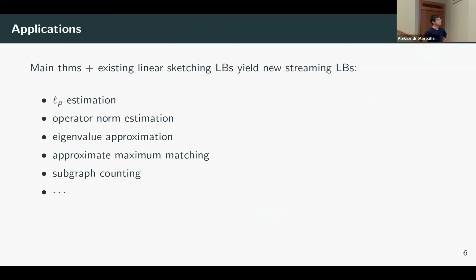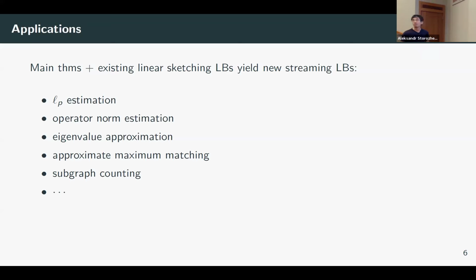In general, proving lower bounds for linear sketches is an easier task than proving general streaming lower bounds, because you have more structure in how the algorithm works. So for some problems, and also other problems in some parameter regimes, the strongest lower bound for the problem is only for linear sketches. Given that we have these equivalence results, combining the two, we also get some new streaming lower bounds for Lp estimation in some parameter regimes, and also operator norm estimation, eigenvalue approximation, and some other problems.